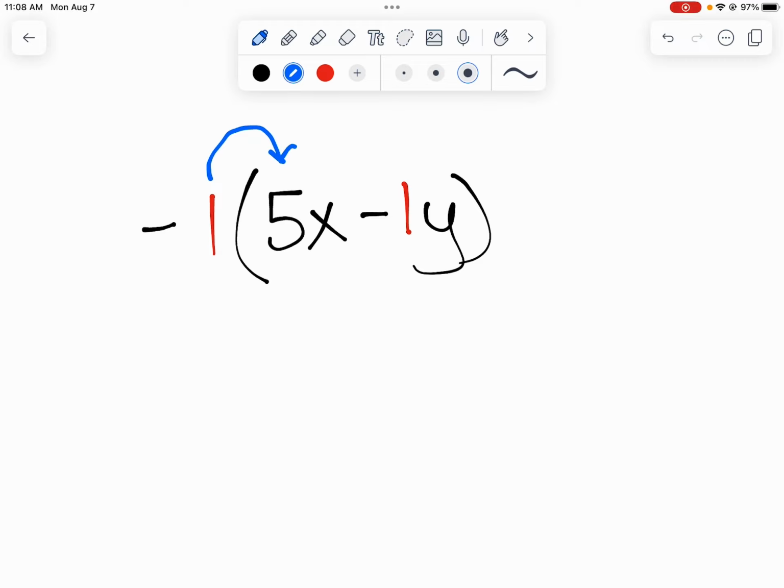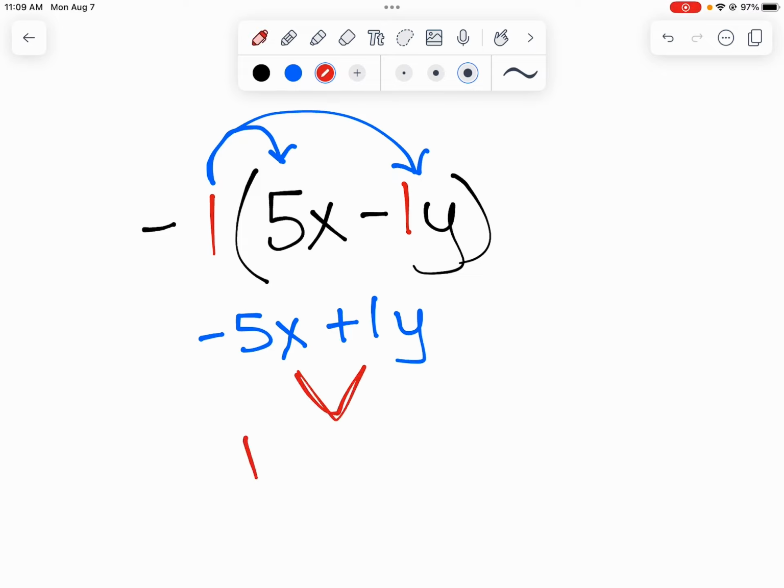So negative 1 times 5 is negative 5, keep your x. And then we're going to do negative 1 times negative 1. Well, multiplying property says a negative times a negative is a positive. And so 1 times 1 is 1. Why? Now, can we add these two together? No, because they are different variables, different letters.